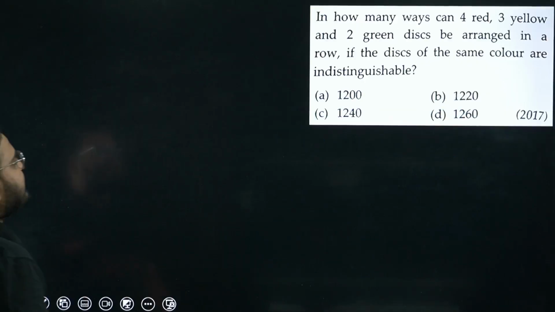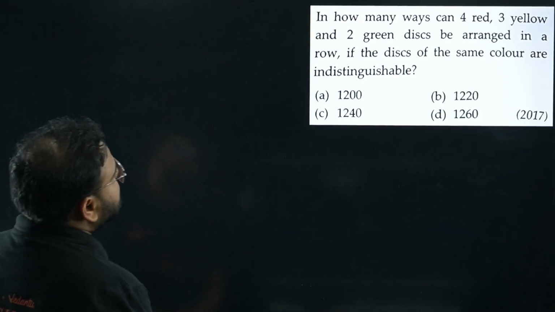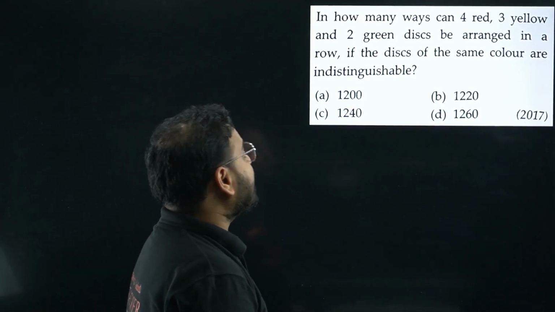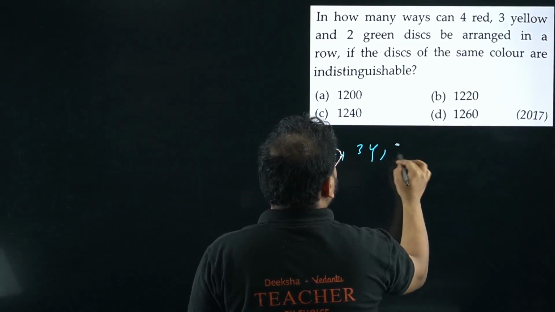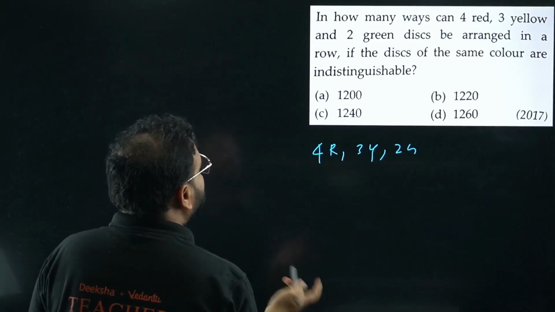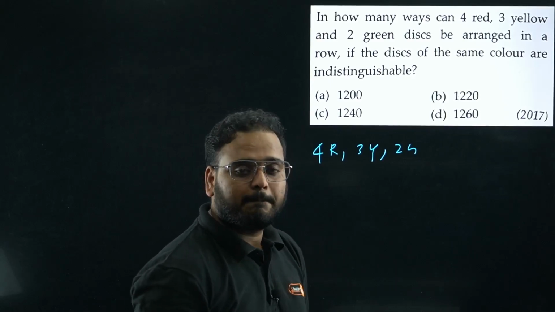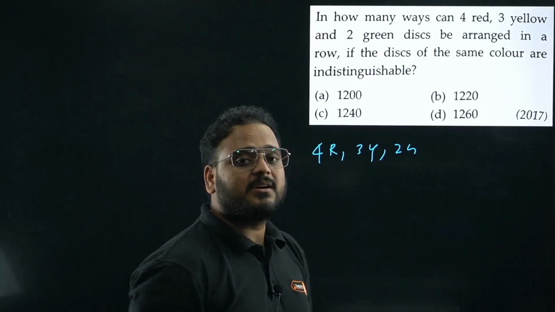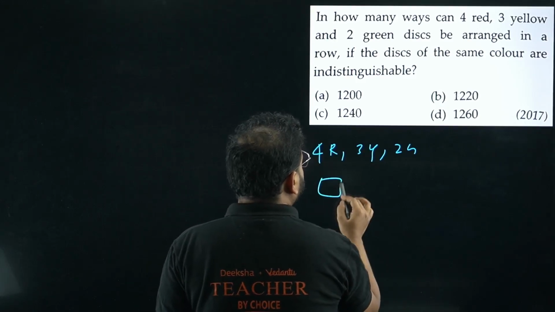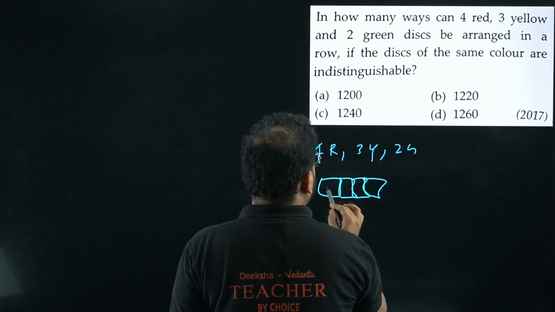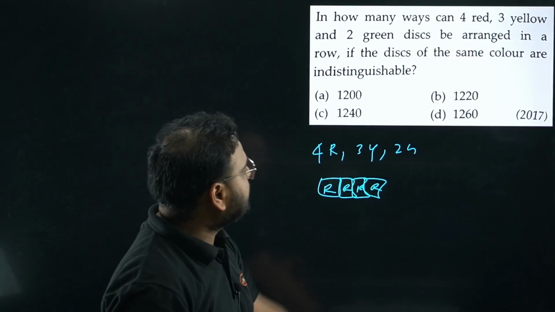Let's move on to the next section, which is permutation and combination. In how many ways can 4 red, 3 yellow and 2 green discs be arranged in a row if the discs of the same color are indistinguishable? Indistinguishable means you can't tell them apart, so you treat the reds as identical, the greens identical, and the yellows identical.